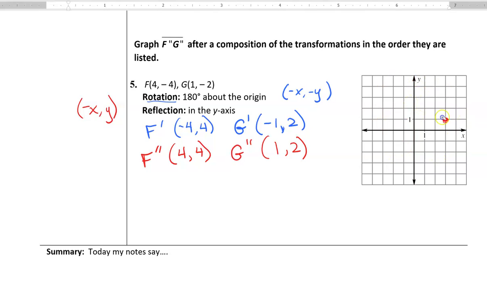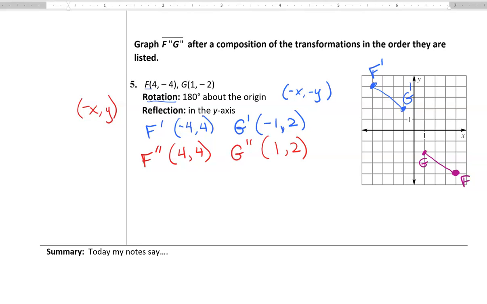So I'm going to just go ahead and graph it just on this one just to make sure it did what I expected. So actually, let me graph in purple. So 1, 2, 3, 1, 2, 3, 4. Okay, this is F. G is at 1, negative 2. So my first rotation here went to negative 4, positive 4. Okay, that's good. That's where it should go. And then negative 1, 2. Okay, so that did a 180.